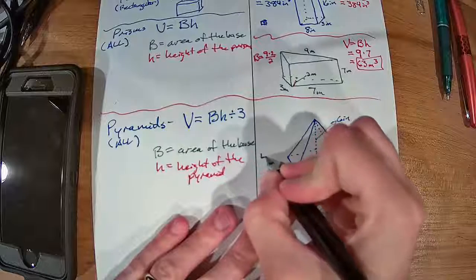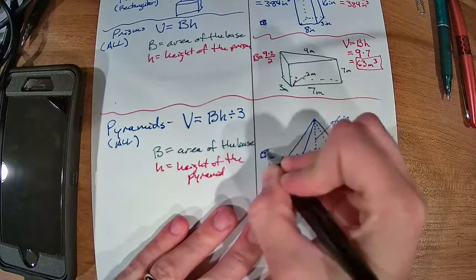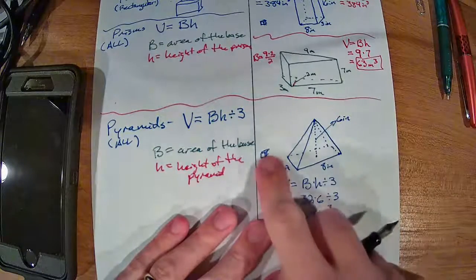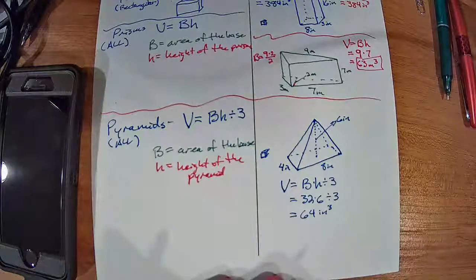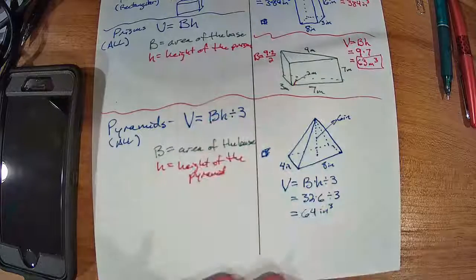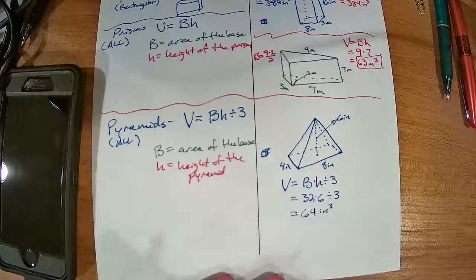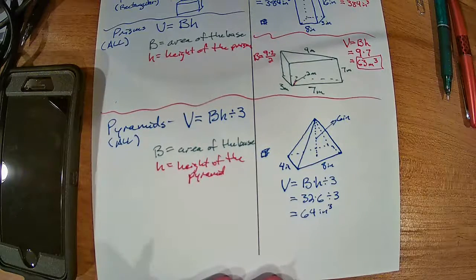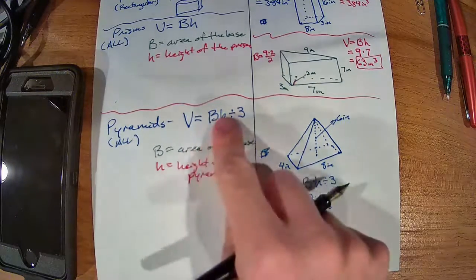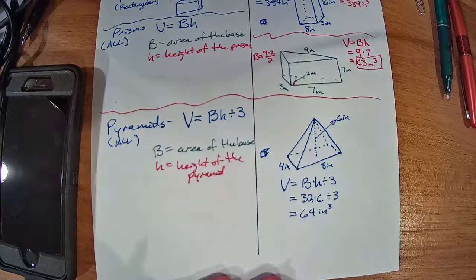Again, we're talking about three-dimensional space. So if I had 64 of these 1 inch by 1 inch by 1 inch cubes, that's how many it would take to fill in the pyramid. So again, pyramids work very similar to cones. Notice if you look back at your notes for your cone formula, these are almost identical. We just take the area of the base, multiply by its height, and then divide by 3.